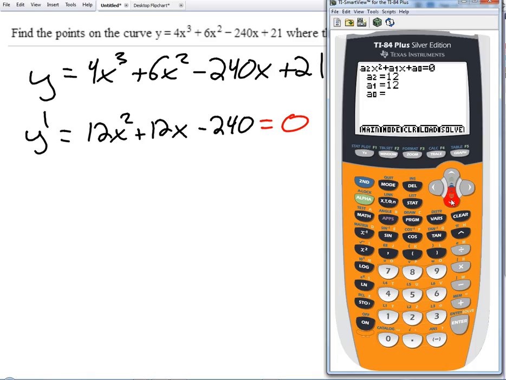12, and then negative 240. Solve, and there we go. Negative 5, positive 4. Make sense? Okay. Questions? All right.